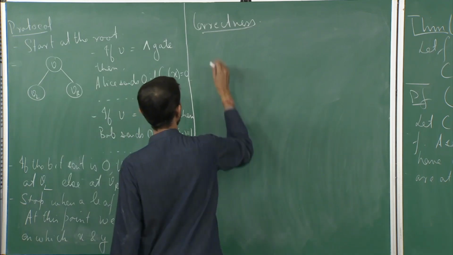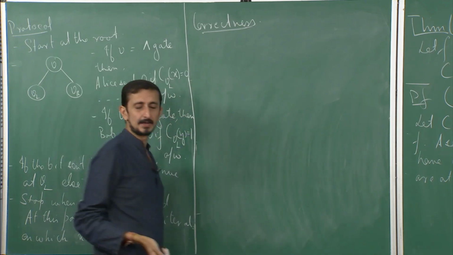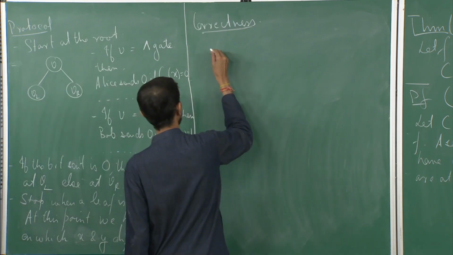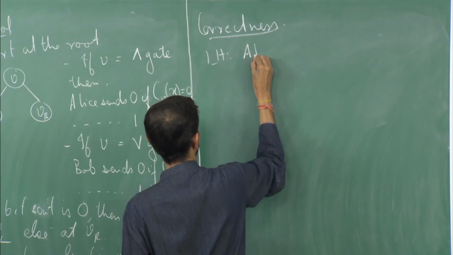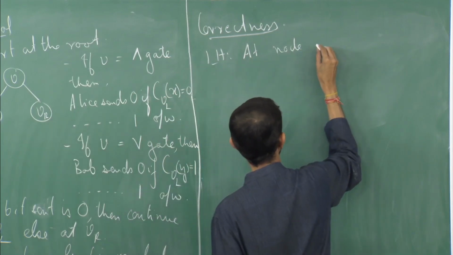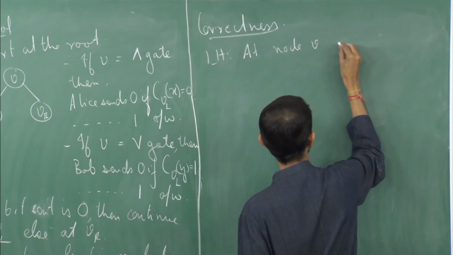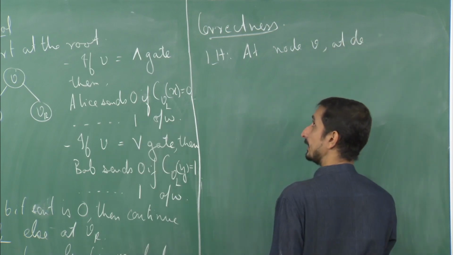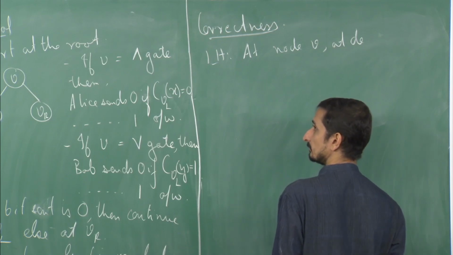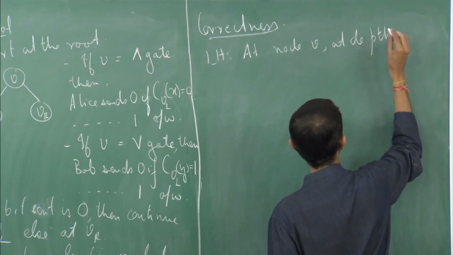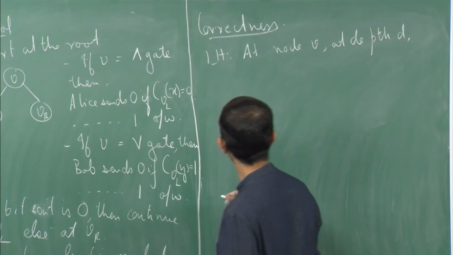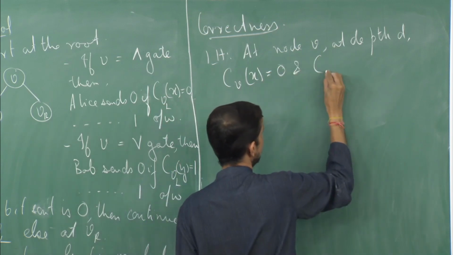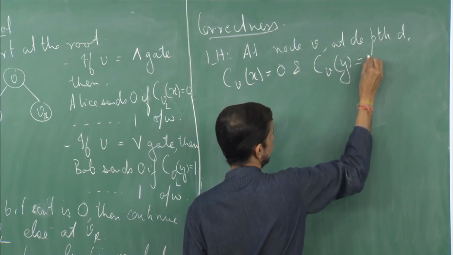So, what is our induction hypothesis? The induction is on the depth of the circuit, and the hypothesis that we maintain is that at a node V, at depth D, CV of x is 0 and CV of y is 1.